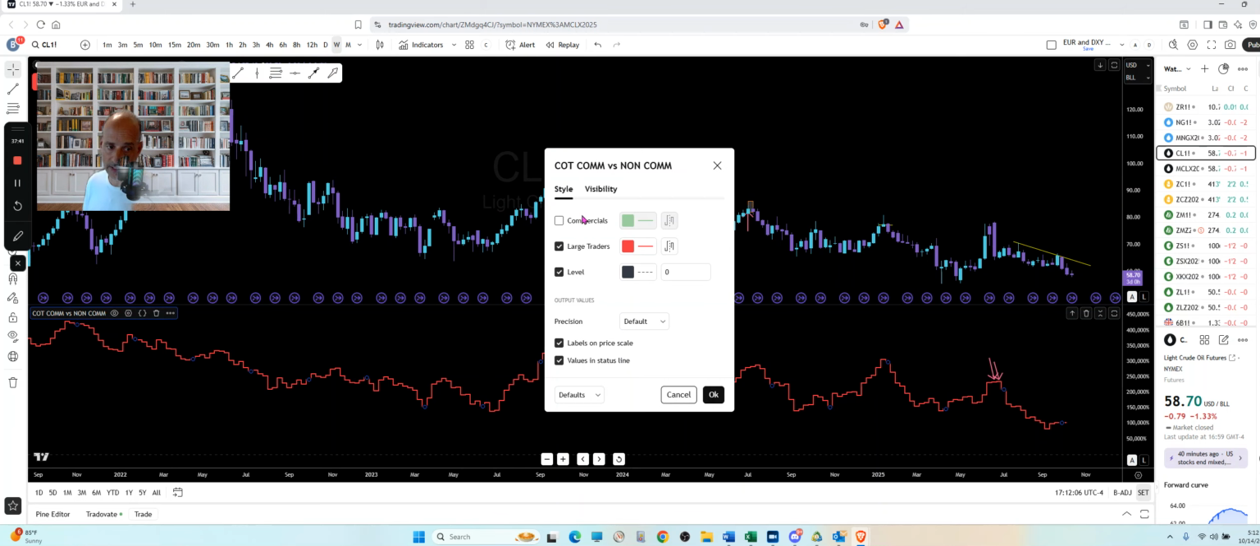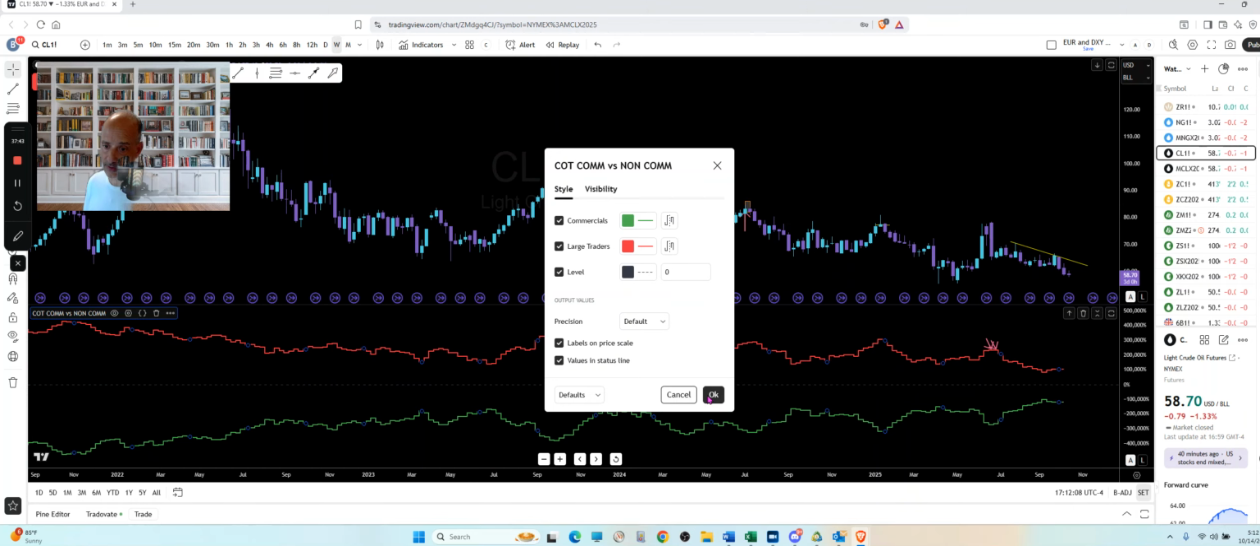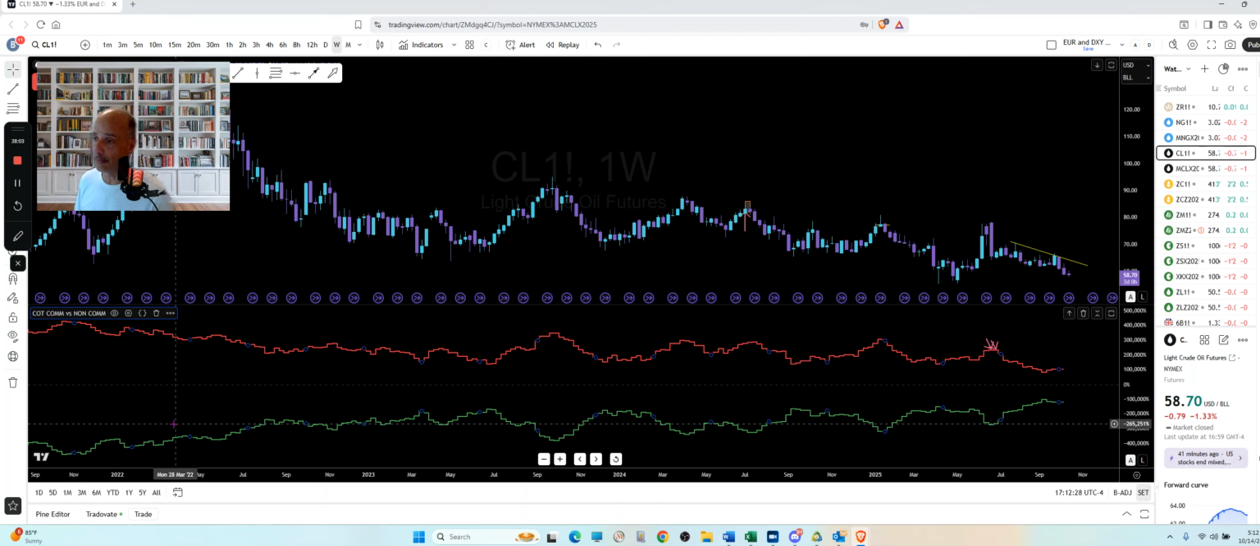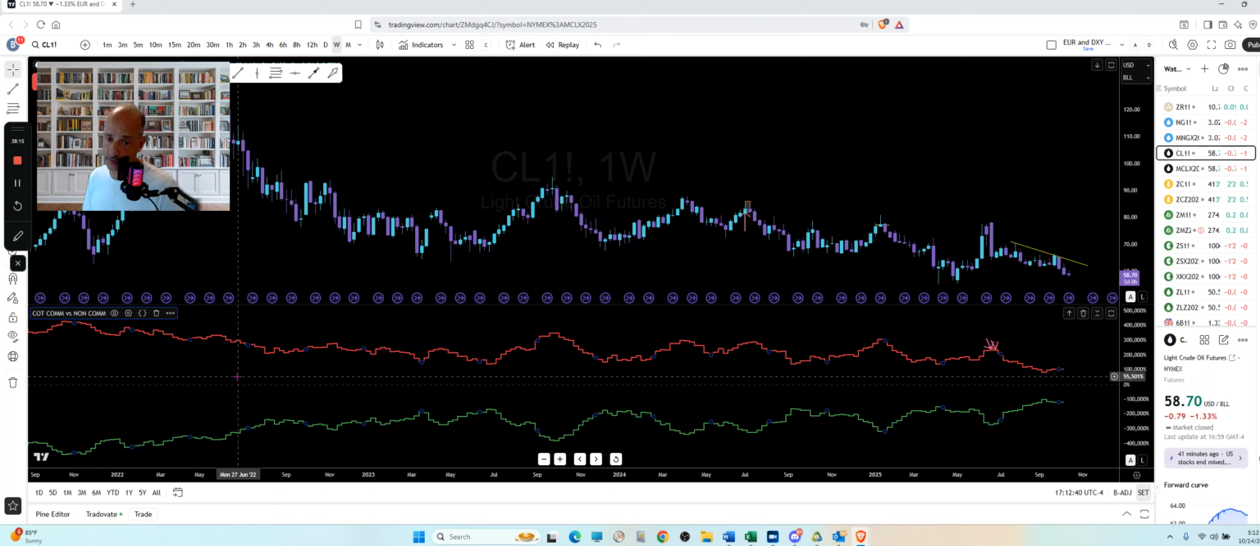And go in here. Now if I turn the commercials back on, you can see all we get is a mirror image. These are always going to be opposite of each other. Okay, you can see when one peaks, the other one troughs. When one troughs, the other one peaks, right? Because remember, the commercials are hedging their positions against market prices. So when prices are going up, the commercials are going to hedge short. When prices are going down, they're going to hedge long to protect their positions. So that's why I don't think it's necessary to have both of these plotted, because it's just showing mirror images of each other.